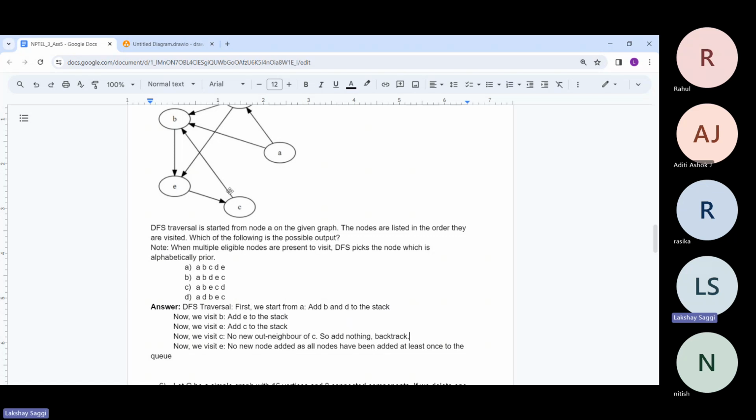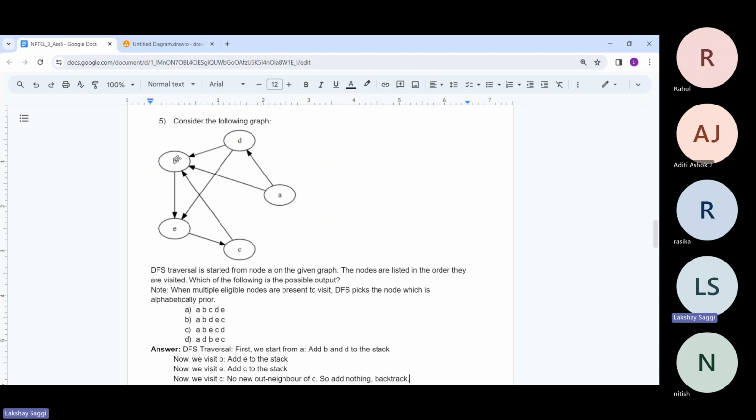So after this, we backtrack from C and we go back to E. We see that E was already visited, but we see if there are any more out neighbors of E present. And we see that there are no out neighbors of E also present. So we backtrack to B. And again, no new out neighbors of B are present. So we backtrack to A.